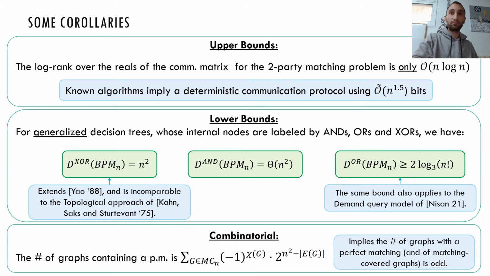Finally, we observe some combinatorial curiosities. For example, we deduce a closed form expression counting the number of bipartite graphs with a perfect matching. And we show that this number is always odd. The same also holds for all matching covered graphs. And also, for example, if you take the Fourier transform of BPM, we can show that the Fourier coefficients of all elementary graphs, which are asymptotically almost all graphs, is the smallest possible, exactly 2 over 2 to the n squared.